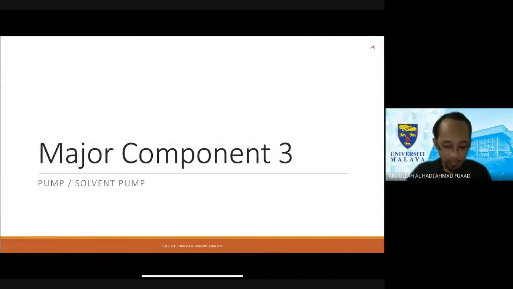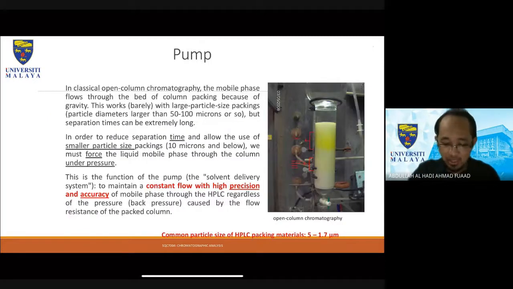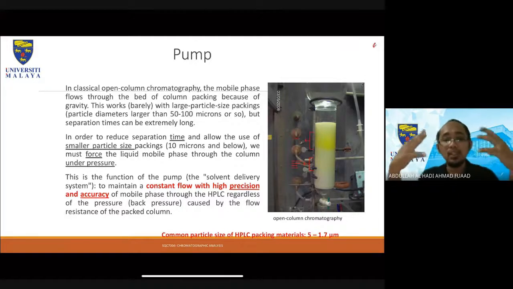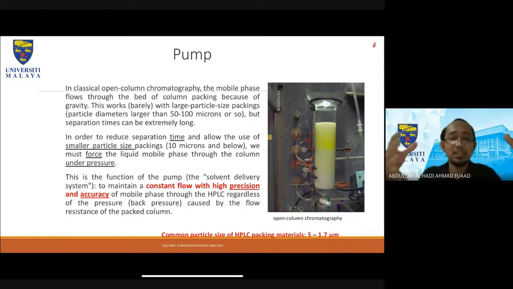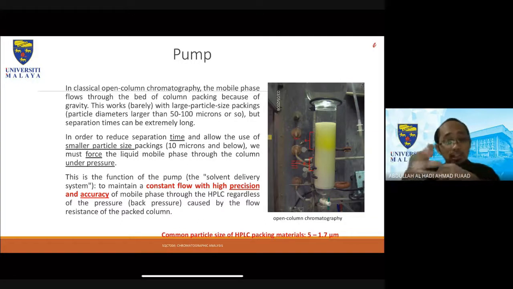All right. So next one is the pump, or solvent pump, whichever you want to call it. If you think about a classical system, when you're talking about column chromatography, which has a similar principle to HPLC, you normally do not use a pump. Yes, you can use a pump in some systems, but the basic ones, especially when you are learning during your undergraduates, normally do not use any pump, because when you use a pump there are multiple things that you need to watch out for.